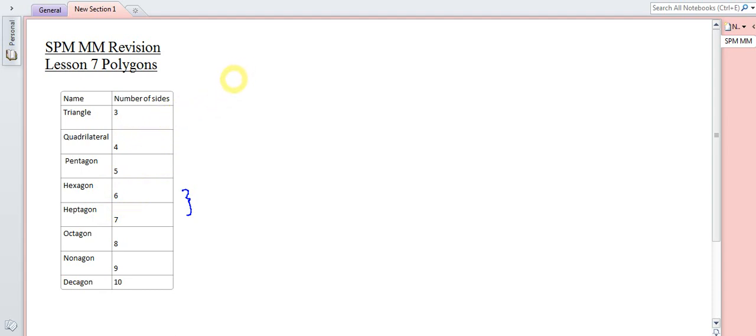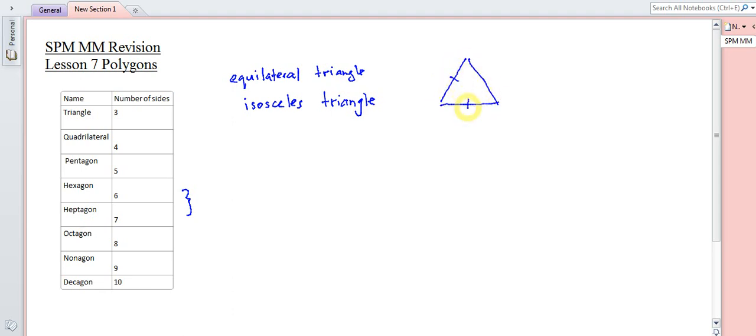So for triangles, you always see the equilateral triangle and the isosceles triangle. Okay, these two you always see in the questions. Equilateral triangle means that 3 sides have the same length, and all the angles inside the triangle are the same. The angle inside a polygon, we call it interior angle.